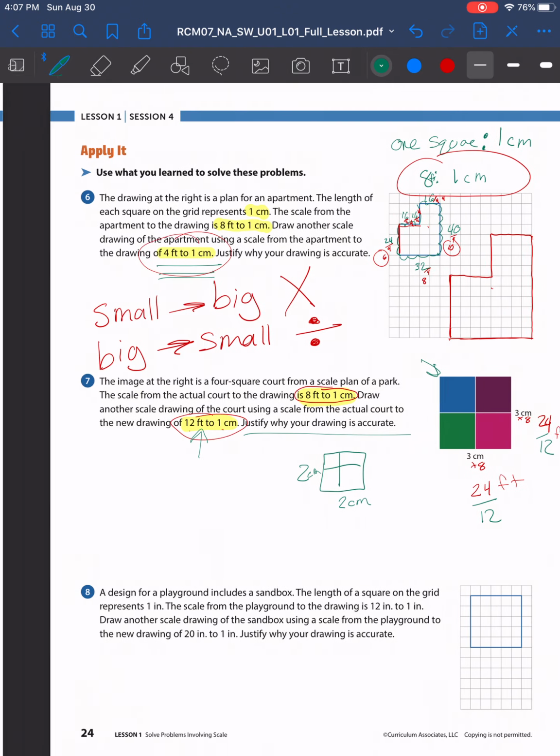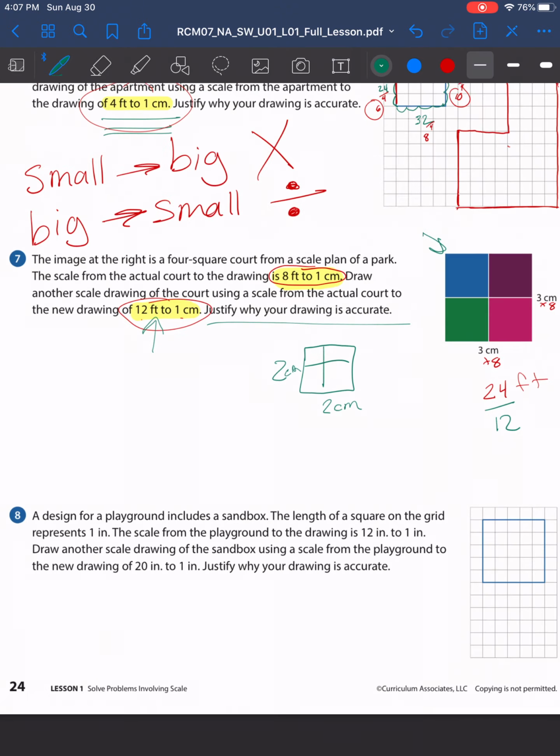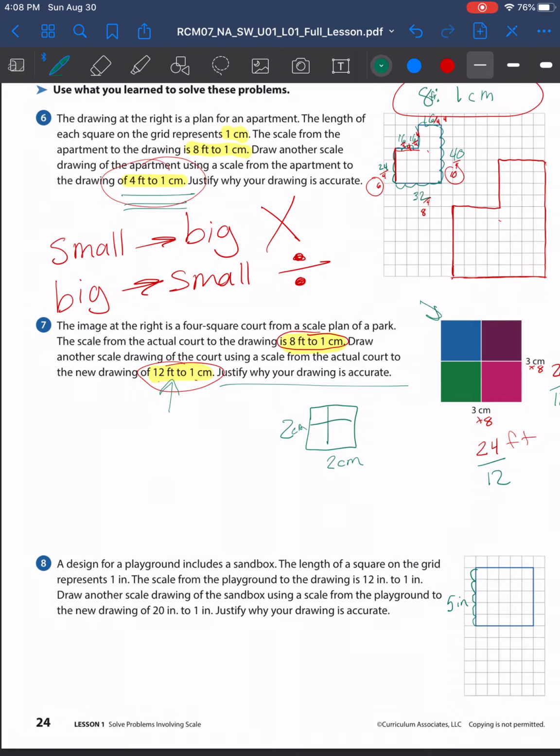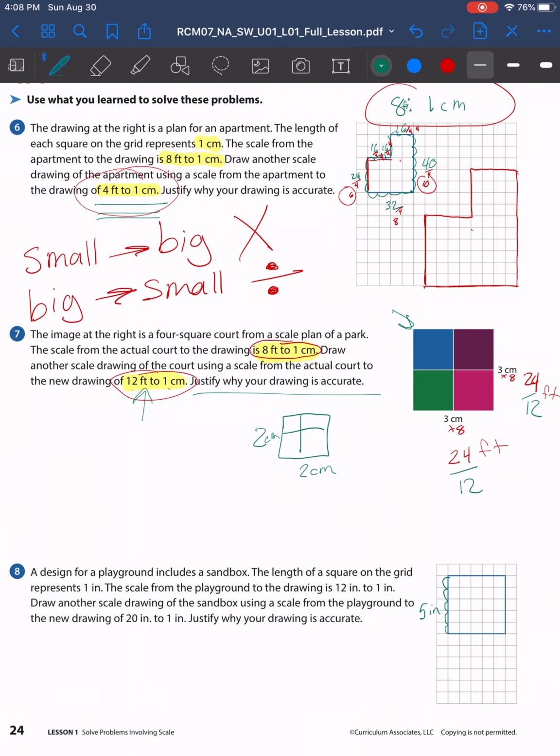Okay, is this our last problem? Hooray, it is. Number 8. A design for a playground includes a sandbox. The length of a square on the grid represents 1 inch, okay? So let's see, this is 1, 2, 3, 4, 5. So if those are 5, that would be 5 inches, okay? Right there. So if that's 5, we know this is also 5 because it's a square. Okay. The scale from the playground to the drawing is 12 to 1.